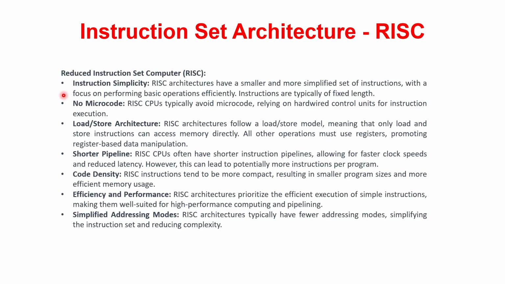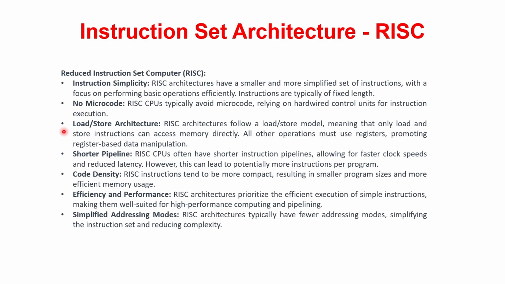Second is no microcode. RISC CPUs typically avoid microcode and instead rely on hardwired control units for instruction execution. This means that each instruction is directly implemented in hardware, making execution faster. While in CISC, the microcode uses a hybrid of software and hardware implementation. Third is load-store architecture.